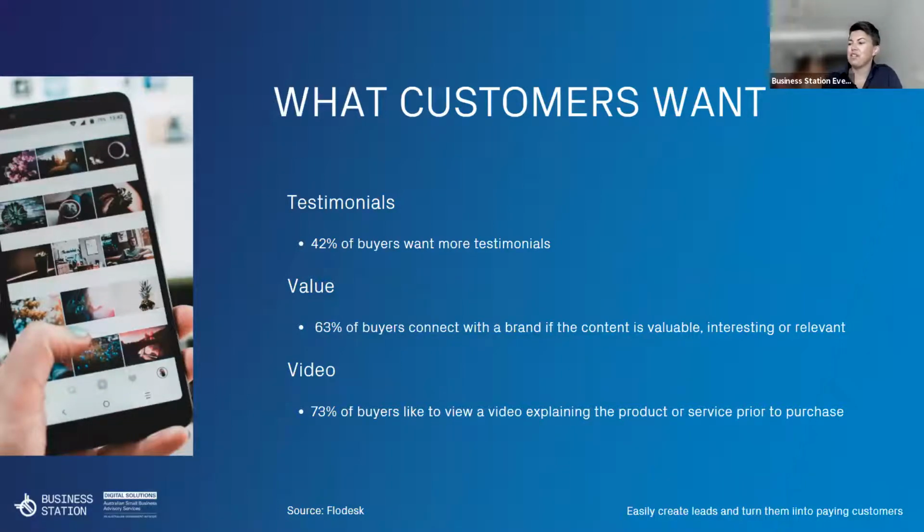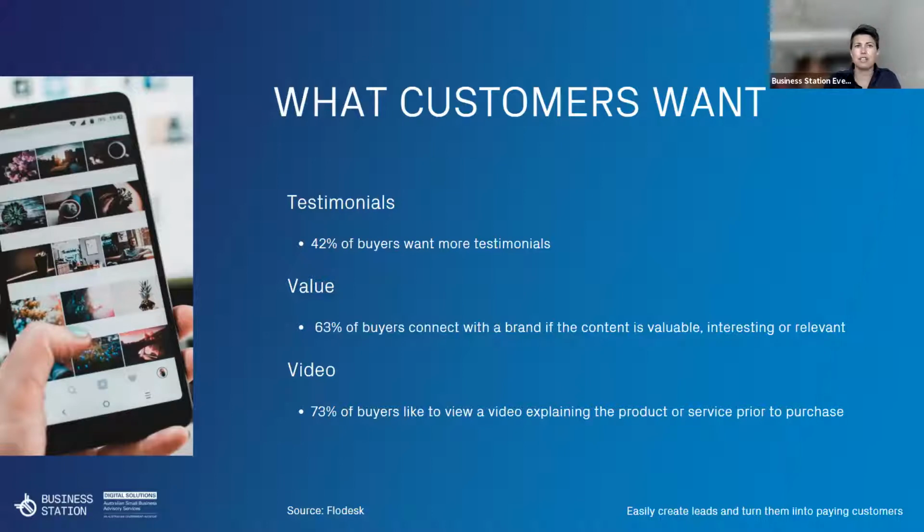73% of buyers like to view a video or an animation explaining the product or service prior to purchase. So you can see whether you've used the platform or not, you'd be familiar even with the name of it. TikTok, for example, is a really good example of businesses using that platform to feature their product or service. So people can get a really good understanding of how it is going to enhance their life just through a platform which essentially at its core is for entertaining purposes. So you've got a lot of brands using that.